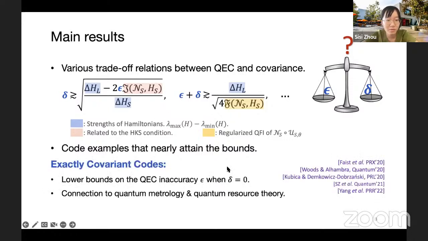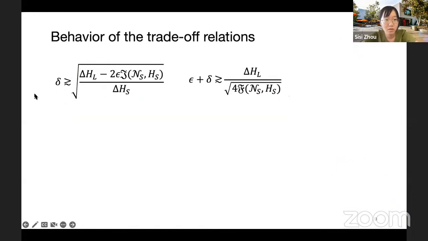I also want to remark here that there is a lot of previous work focusing on the case of exact covariant codes, basically the situation where delta is equal to 0. And we managed to generalize this, resulting in the general trade-off between epsilon and delta. First, let's take a look at the behavior of these trade-off relations.